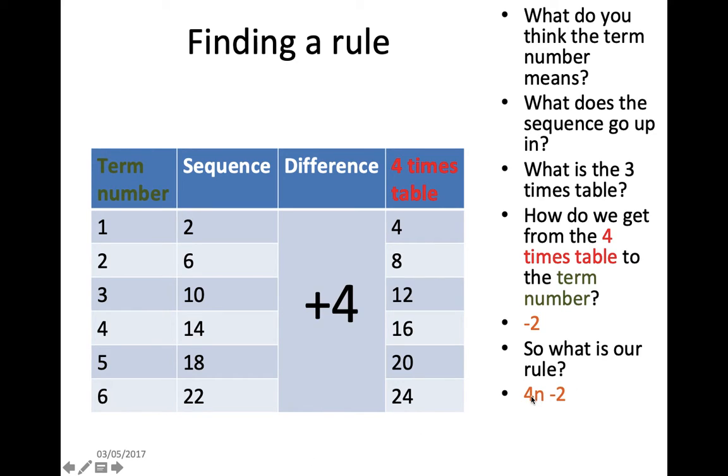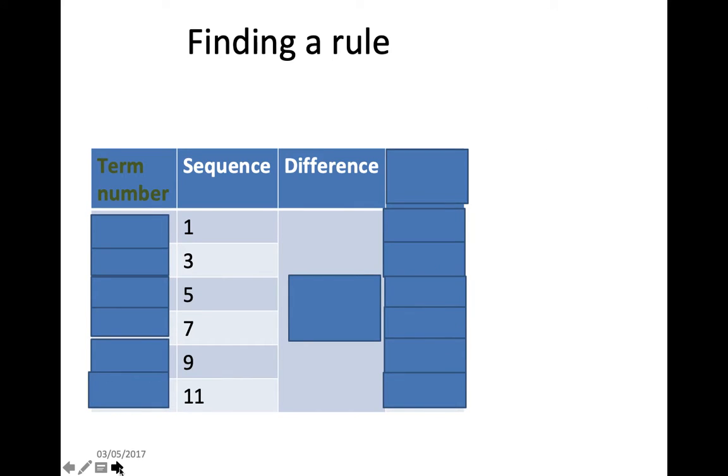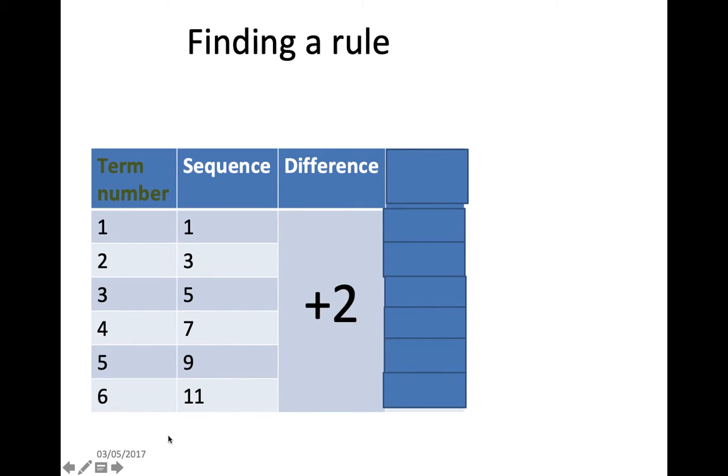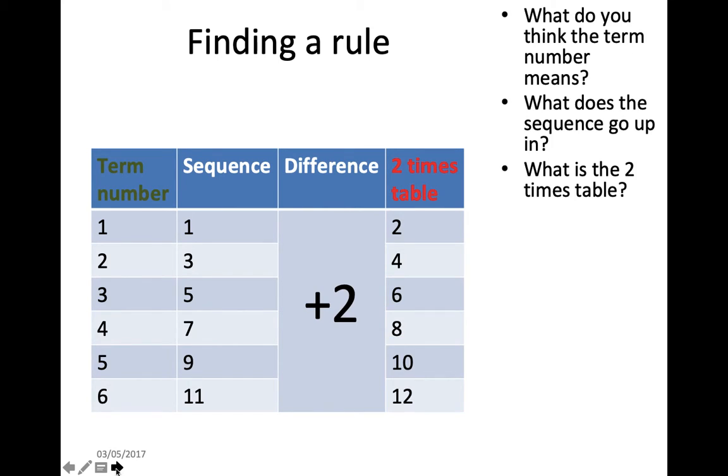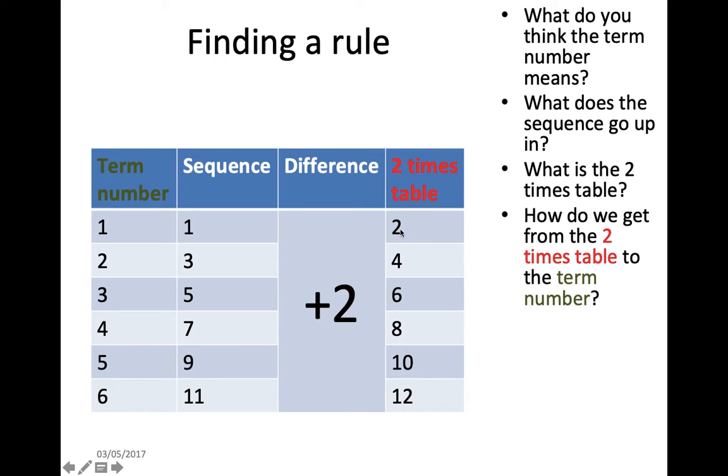Great. The nth term is 4n minus 2. It's the 4 times table minus 2, because it's actually 2 smaller than the 4 times table. 4 to 2 minus 2, 8 to 6 minus 2, 12 to 10 minus 2. This one is plus 2 again, so we need to write down the 2 times table. And again, we're asking ourselves how we get from the 2 times table to the sequence. This time it's like example 2, we have to minus 1. So our rule is going to be 2n minus 1.